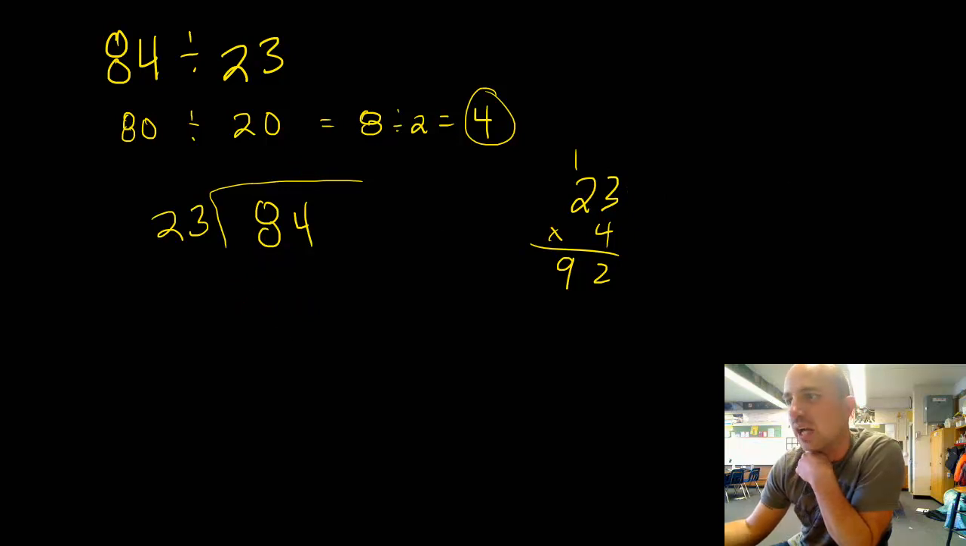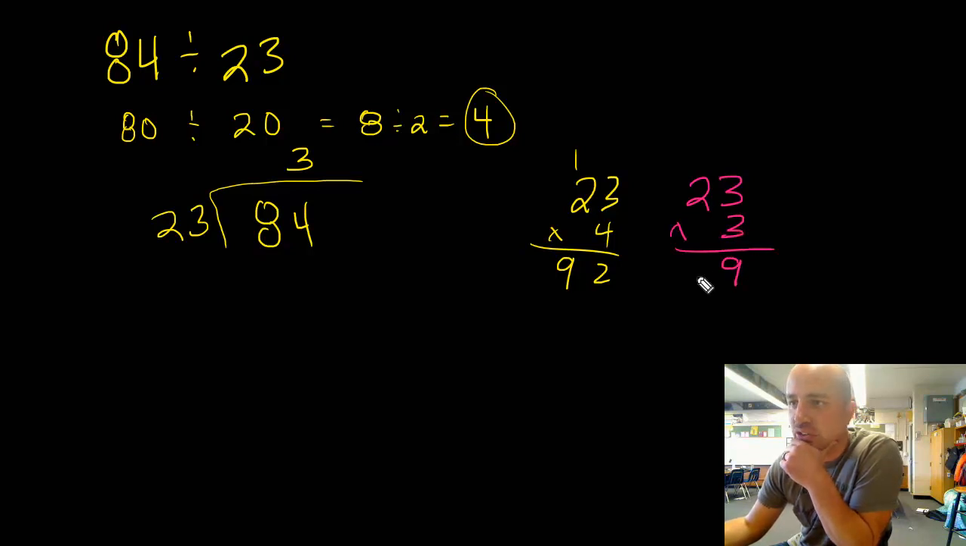4 was not correct. If 4 is not correct, should I go higher or lower? Yeah, I should go lower. So let's try 3. Let's give 3 a chance and see how 3 does. So I'm going to do this in a different color just right next to this. If I take 23 times 3, 3 and 3 is 9, and 3 and 2 is 6. That would give me 69.